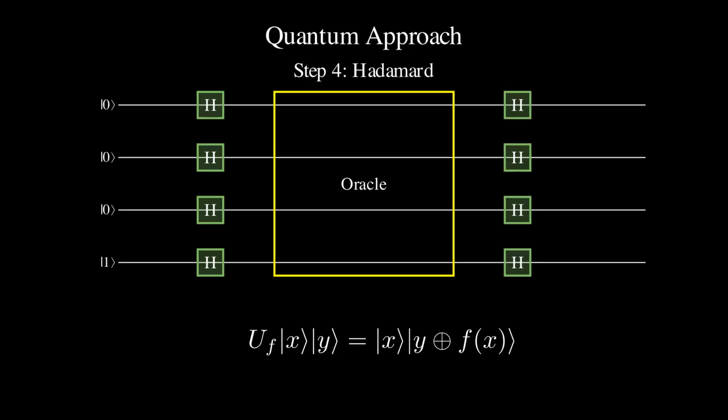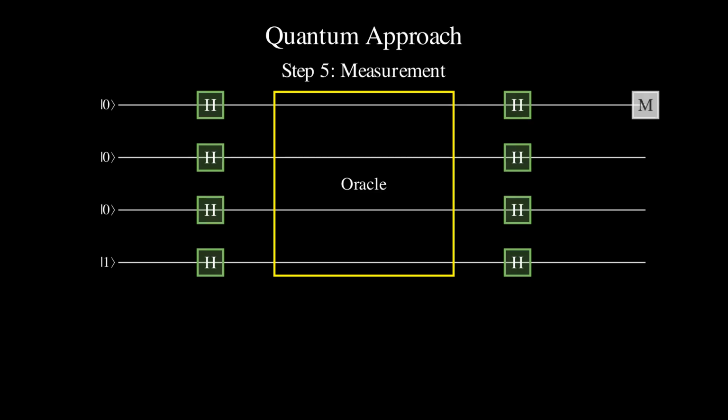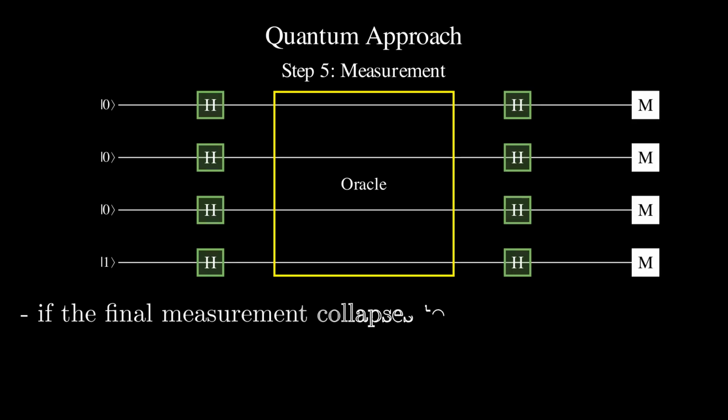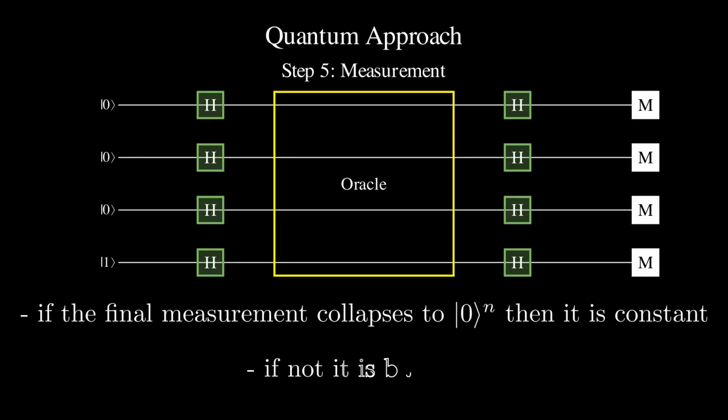This operation interferes with the quantum amplitudes of different states, amplifying certain measurement outcomes while canceling others. This allows us to perform the final state measurement. So we're measuring the first n qubits, and if the result outputs ket 0 to the XOR n, then we can conclude that the function is constant. Any other result indicates that it is a balanced function. So, in conclusion, the quantum approach is much faster, which demonstrates the power of quantum parallelism.